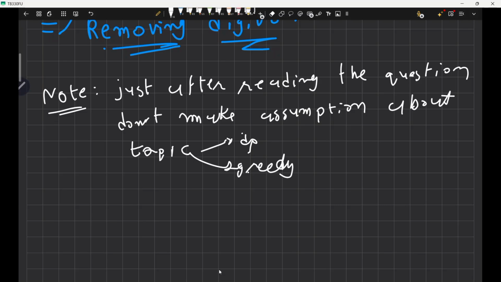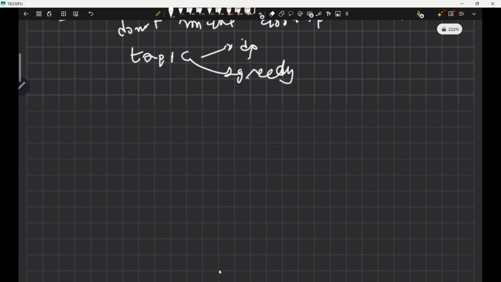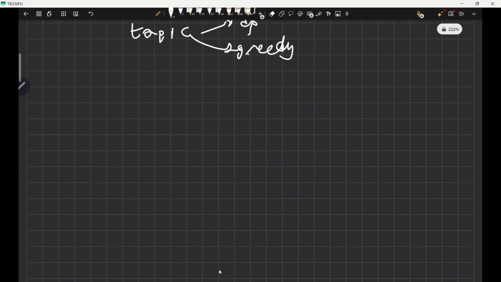Because after seeing some question, people try to think that, oh, in this question DP is applied, and then they try to force DP into it, right? They try to force what state I need, but don't try to force it. Just take the observation and see which topic suits this question, and how you solve it. That's how you have to see. Okay, so now let's take some test cases and think.